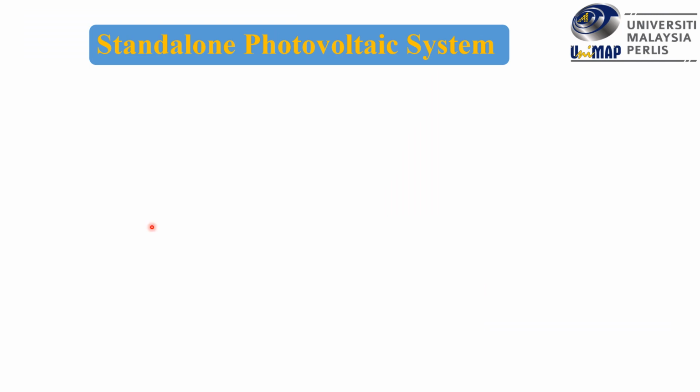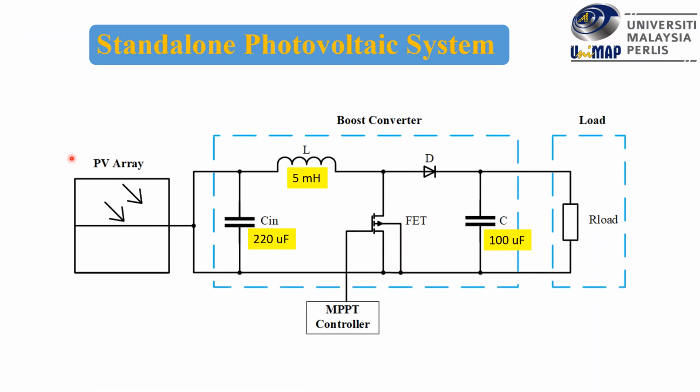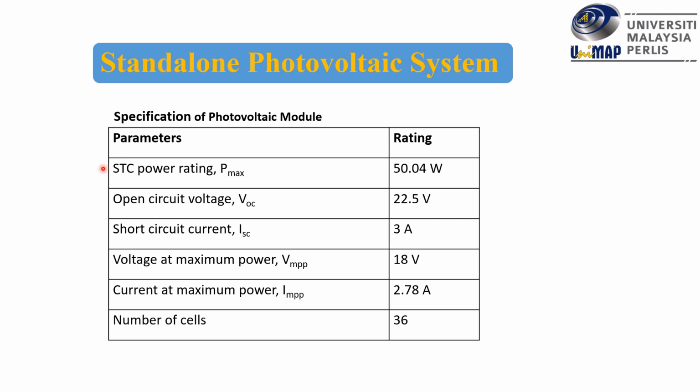This is the schematic diagram that was used in this study. There are four important elements included in this schematic: PV array, boost converter, MPPT controller, and load. This is the specification of the PV module that was used in the simulation.